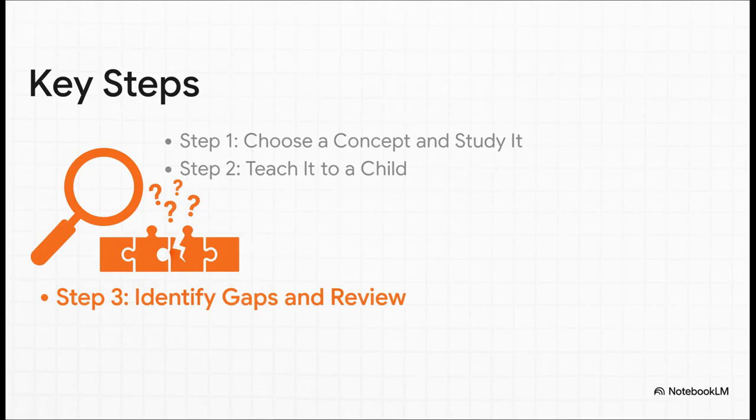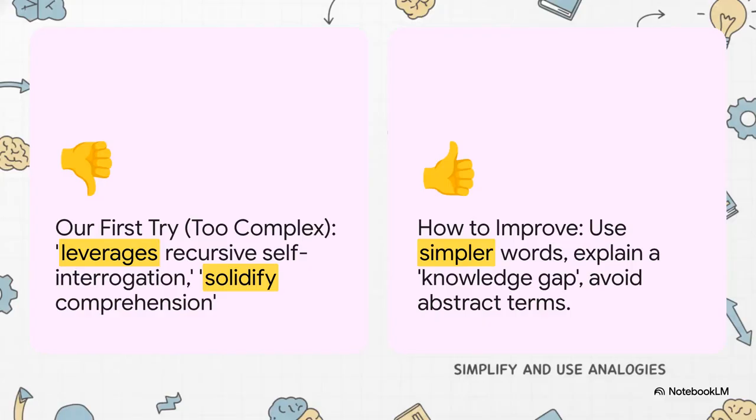And this brings us right to the crucial third step, identifying those gaps. Every single time you get stuck, or you hesitate, or you use a jargony word, ding, ding, ding, you've just found a weak spot. That's your signal to go right back to your books or your notes and figure it out. Okay, so let's look at our failed explanation. Those phrases, recursive self-interrogation and solidify comprehension, they are classic examples of jargon. They're like big red flags telling me I need to go back and figure out how to say this using simple, everyday language.